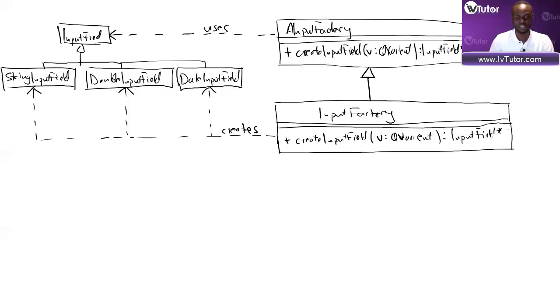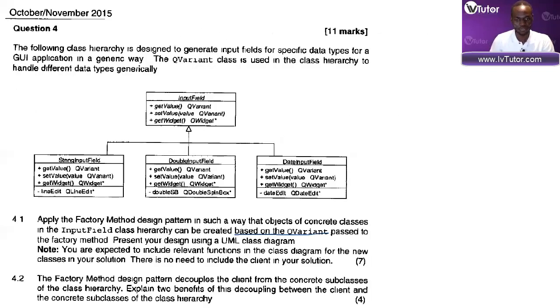Okay. Then the next part says, the factory method design pattern decouples the client from the concrete subclasses of the class hierarchy. Explain two benefits of this decoupling between the client and the concrete subclasses of the class hierarchy. So now this is a question about the benefit of using these design patterns, and there are many reasons you can give here. You can talk about code reuse, and you can talk about extensibility. You can talk about maintainability as well. It makes it easier to maintain your code because of the separation of responsibilities. Code reuse, you can reuse your factory in any other client that wants an input field.